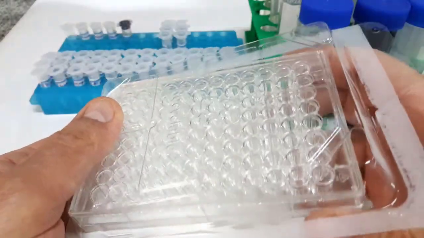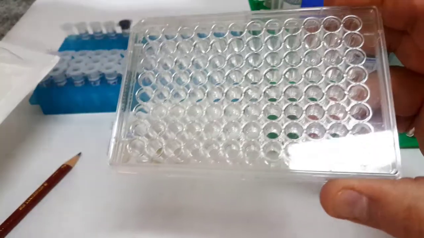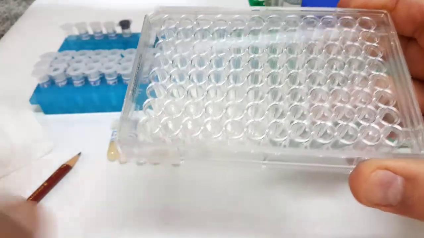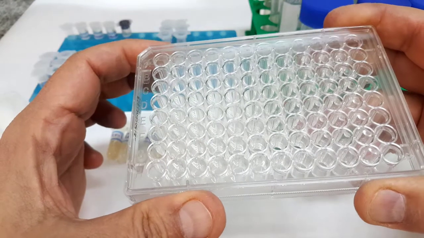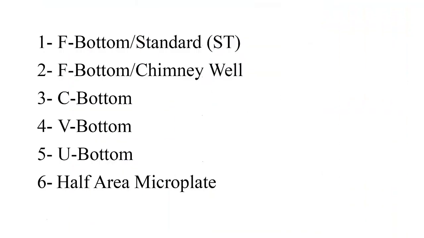Different 96 well plates are commercially available according to the shape of the wells: a standard flat bottom, chimney well flat bottom, C bottom or flat bottom with rounded corners, V bottom or V-shaped bottom, U bottom or U-shaped bottom, and half area microplate.